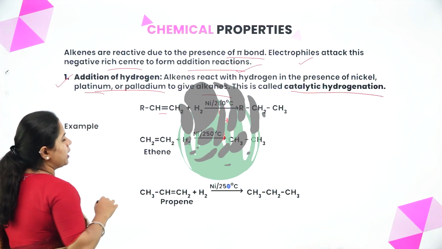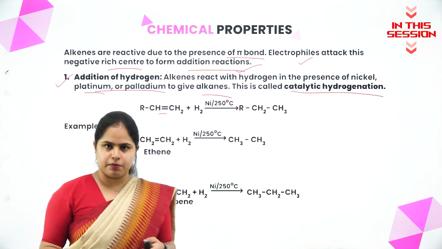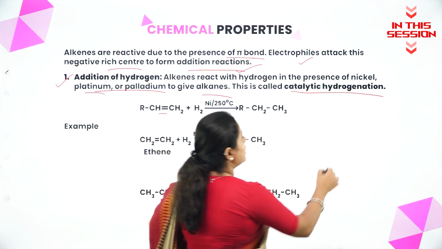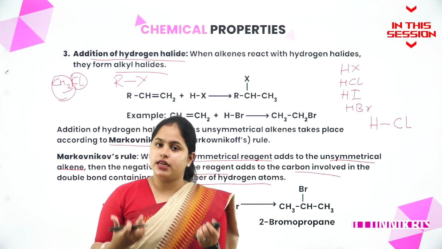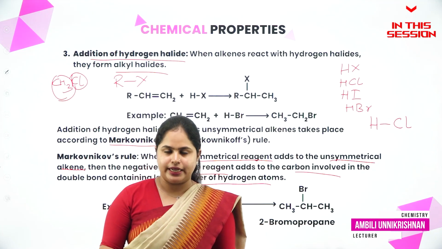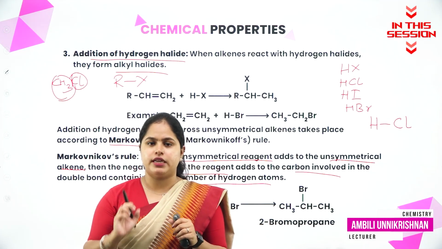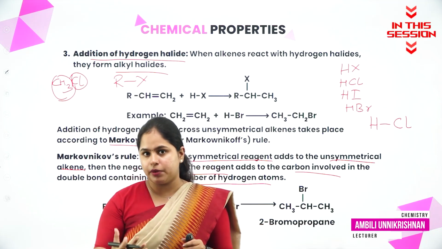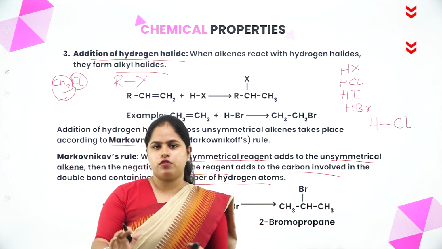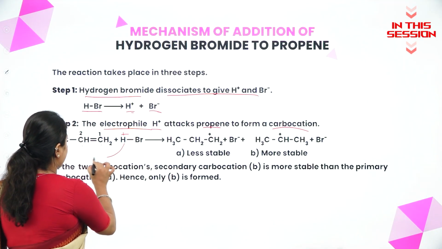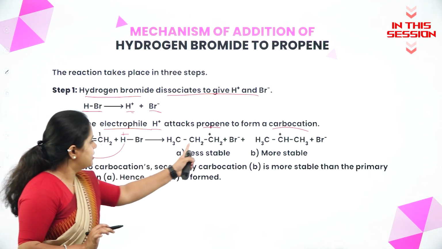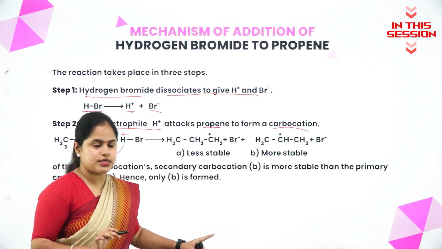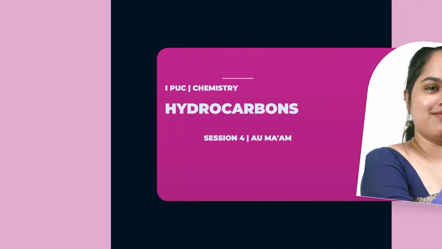Platinum and palladium can be used as a catalyst in normal temperatures also, but nickel should be used as a catalyst under high temperature. If you are adding a reagent to an unsymmetrical alkene, the negative part of the reagent will get attached to the carbon atom which is having less number of hydrogen. If the hydrogen is getting attached to this particular carbon atom, you will get CH3CH2CH2+ and Br-.